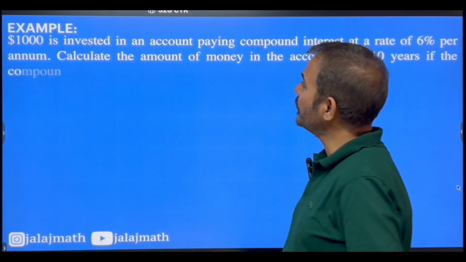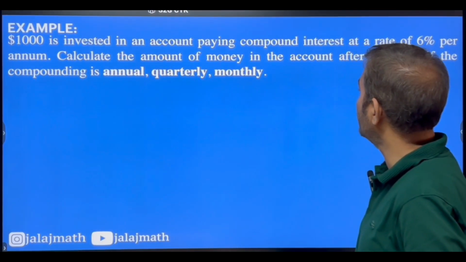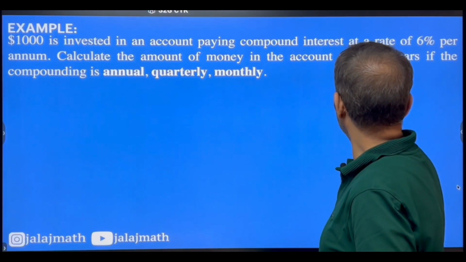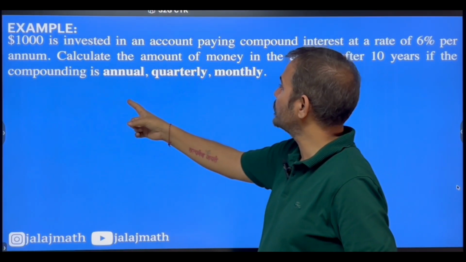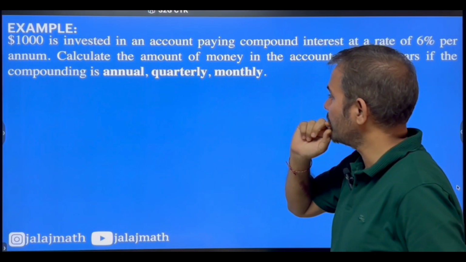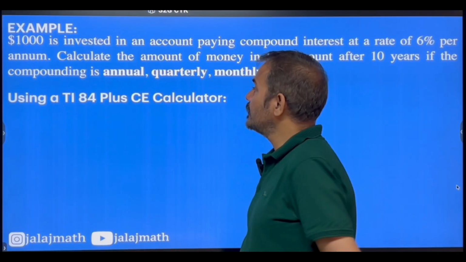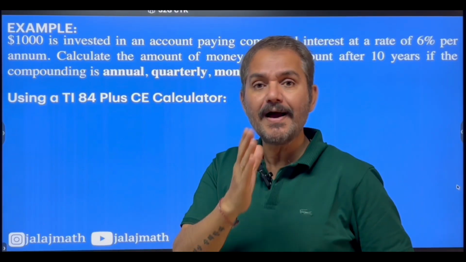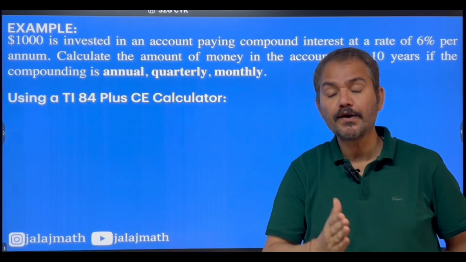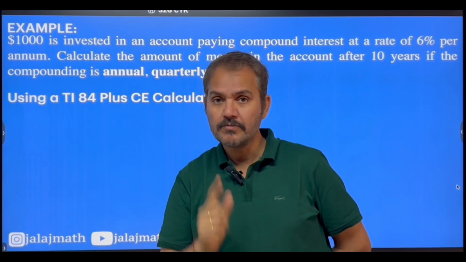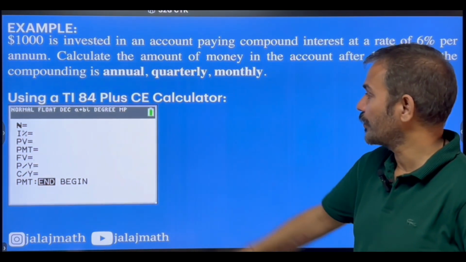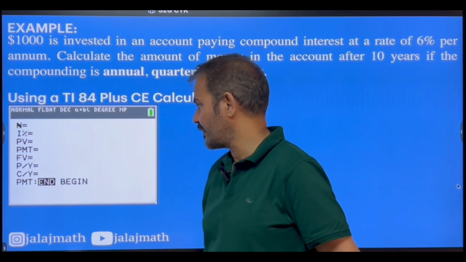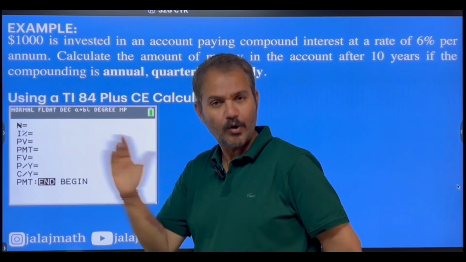So let's explore with the help of one of the calculators. Same question we are doing. $1,000 is invested in an account paying compound interest at 6%, and after 10 years, it is compounding annually, quarterly, or monthly. So let's start with a TI-84 Plus calculator. In the TI-84 Plus, if you go to Apps, there is a TVM solver. You go to TVM solver and this is what you see: N, I, PV, PMT, FV, P/Y, C/Y, and PMT at end. Always keep it at end.